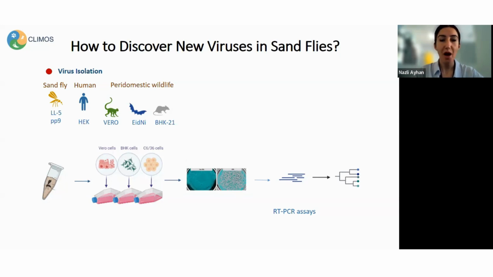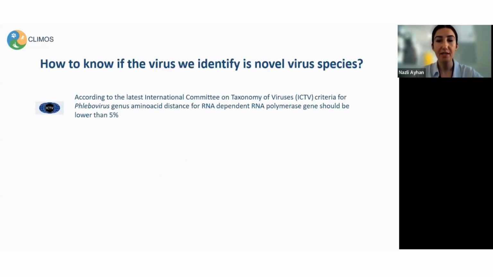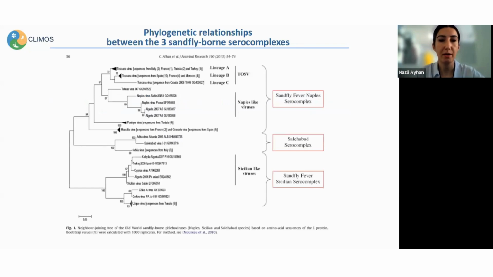We found a new virus. How do we know that this virus is a novel virus species? According to the latest International Committee on Taxonomy of Viruses, ICTV, criteria for the Phlebovirus genus, the amino acid distance for the RNA-dependent RNA polymerase gene should be lower than 5%. After doing the genetic analysis, if our sequence has a lower distance than 5%, it means that it belongs to one species. If it's higher than 5%, it means that it's probably a new virus.